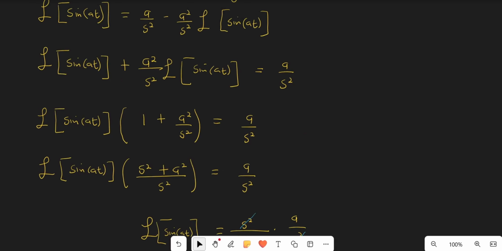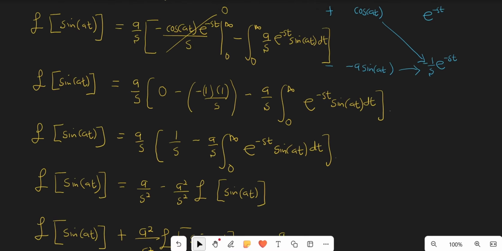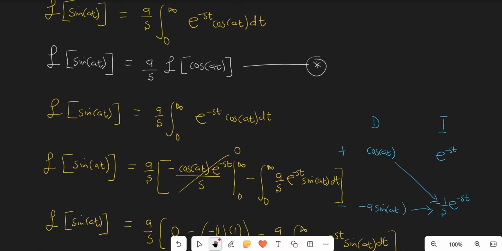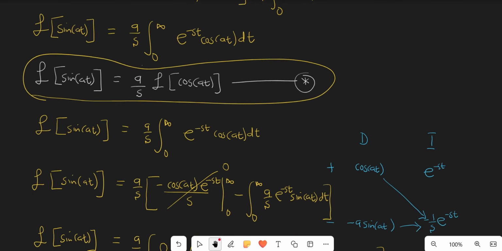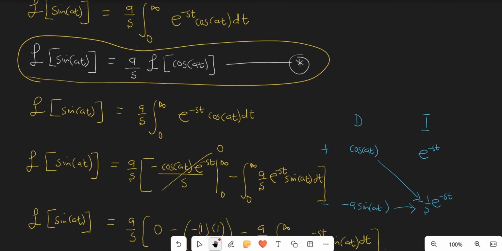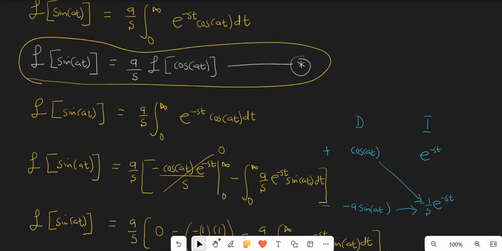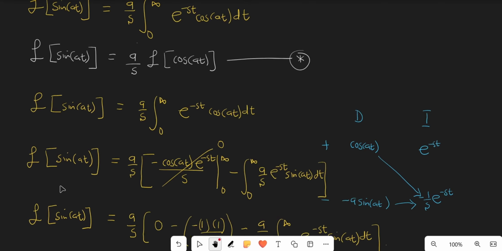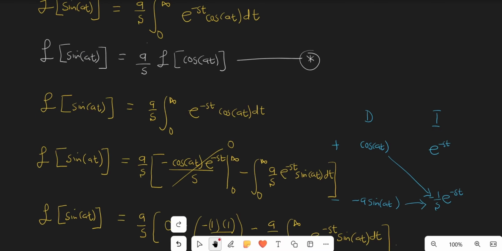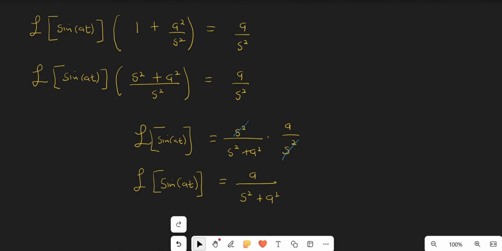Alright, so now how do you find the Laplace transform of the cosine of at? Remember, I wrote this and named it equation star. That is this one. We are going back to equation star to help us find the Laplace transform of the cosine of at. You don't have to do this all over for cosine of at. We just have to come back to equation star, and then we solve it. So equation star, let me remind you, says the Laplace transform of the function sine of at is equal to a over s times the Laplace transform of cosine of at.